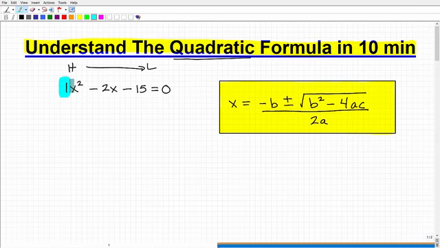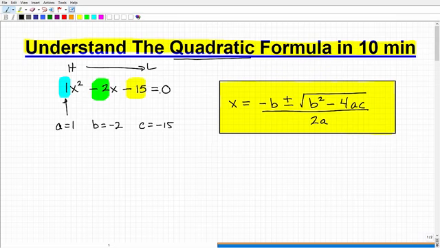So this guy we're going to assign a specific variable to, and this guy here, and this one over here, okay? The number in front of the x squared in the equation is a, so a is equal to 1. The number in front of the x term is b, so b is equal to negative 2, and then the number itself is c, so c is equal to negative 15. Make sure you get those signs in there as well, whether they're positive or negative.